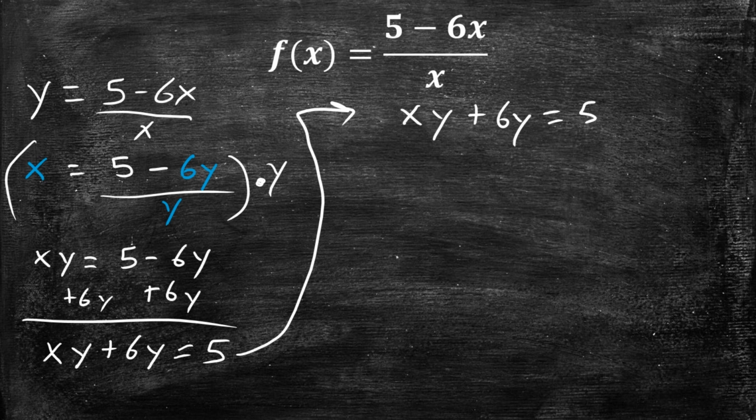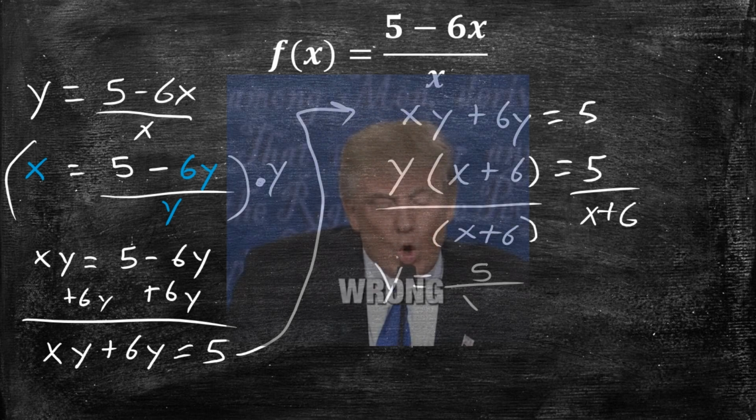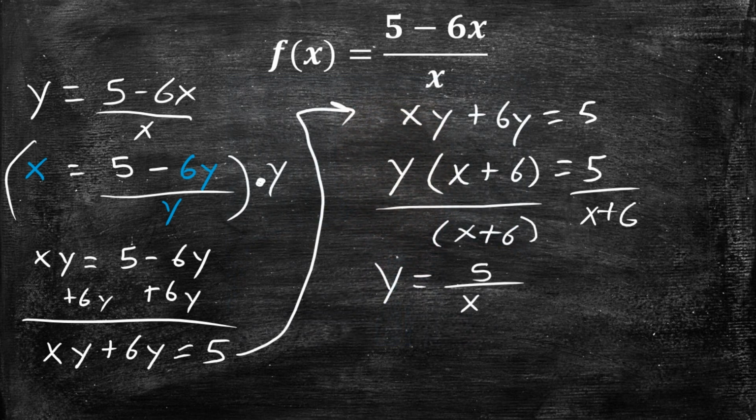So when we're looking at the left-hand side, you can see that there's a y in both of those terms. So I'm going to go ahead and factor that out. Okay, so if I take away the y from the xy, we just have x and then plus 6 is equal to 5. And to get y by itself, all we do here is divide by x plus 6. So now we get y is equal to 5 over x plus 6.